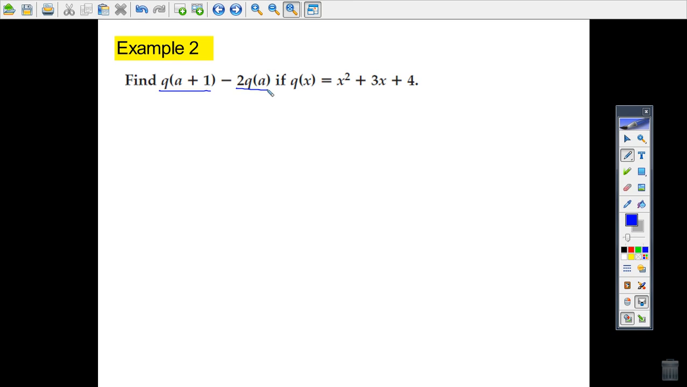Okay. So we'll do this in 2 parts. We'll call this part 1. We'll call this part 2. And then we have to combine the 2 parts together. So I suggest you split it up. So for part 1, I'm going to find q of a plus 1. See if you can do that. For part 2, I'm going to find negative 2q of a. Since Xander wanted to make it negative, we'll do that.